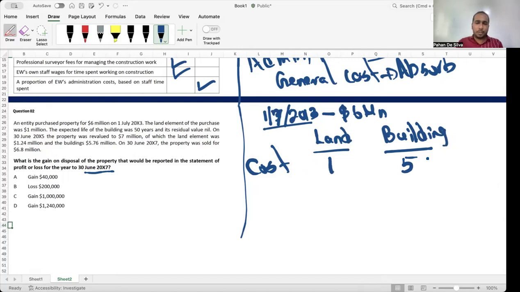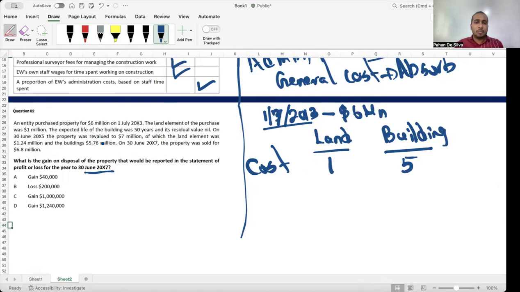The total property cost 6 million. Out of this 6 million, 1 million is related to the land. If that is the case, the remaining 5 million should be linked to the building. That is the understanding you should have. Then the next thing is the expected life of the building was 50 years and its residual value nil. So this information is useful for you to calculate the depreciation.